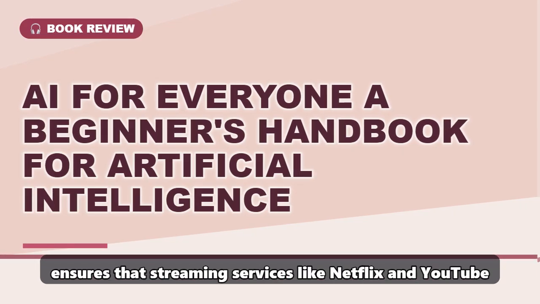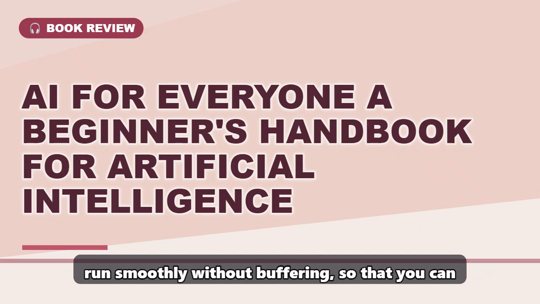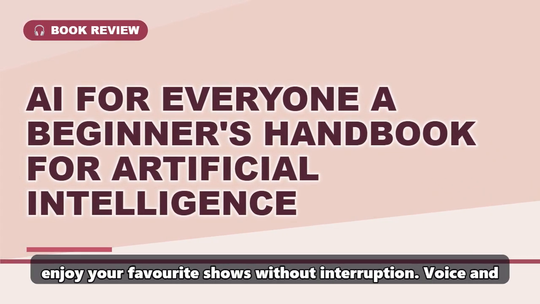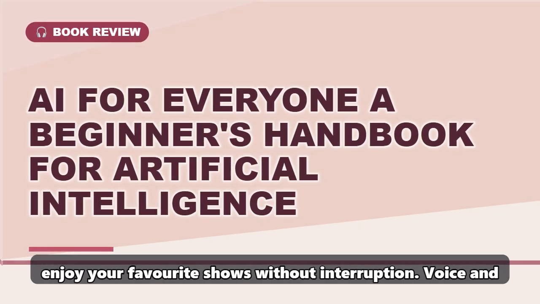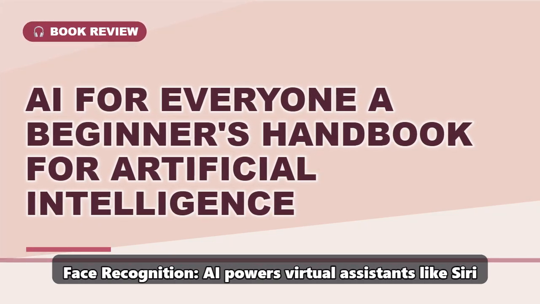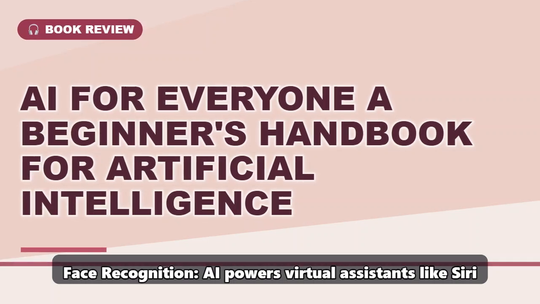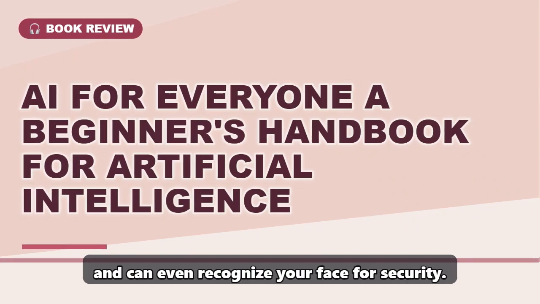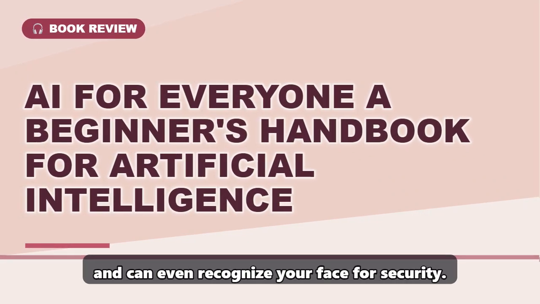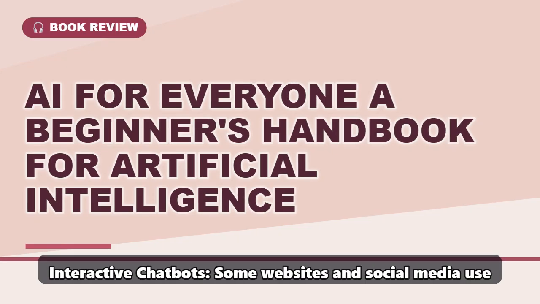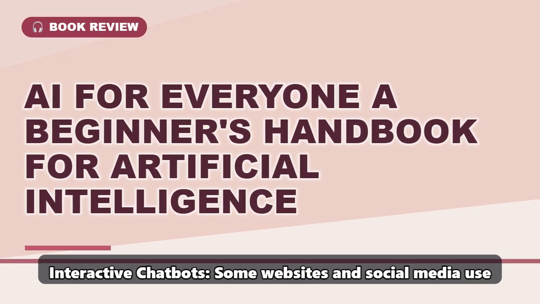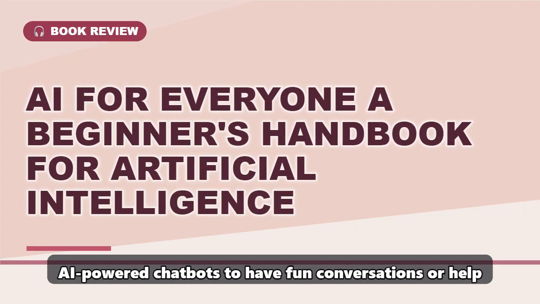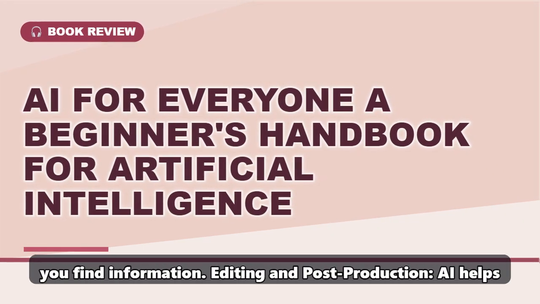Figure: artificial intelligence in entertainment streaming quality. AI ensures that streaming services like Netflix and YouTube run smoothly without buffering, so that you can enjoy your favorite shows without interruption. Voice and face recognition. AI powers virtual assistants like Siri and Alexa. They listen to your voice commands and can even recognize your face for security. Interactive chatbots. Some websites and social media use AI-powered chatbots to have fun conversations or help you find information.